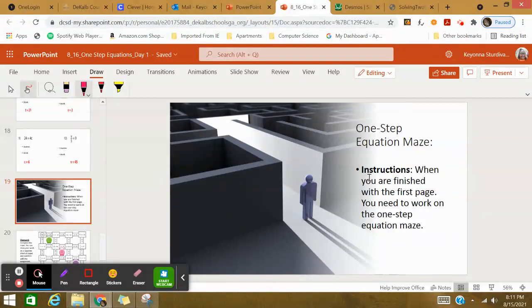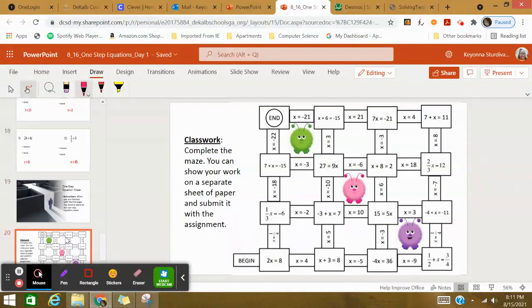Here's the instructions for the maze. When you finish with the first page, which again, all you did on the left side was write the inverse, and on the right side, you showed your work to solve, you're going to go ahead and work on a one-step equation maze. And the maze should look like this. So again, if I haven't given you the assignment, just let me know during class time. And if you're completing the work online, then you can just literally complete the maze through this PowerPoint slide.